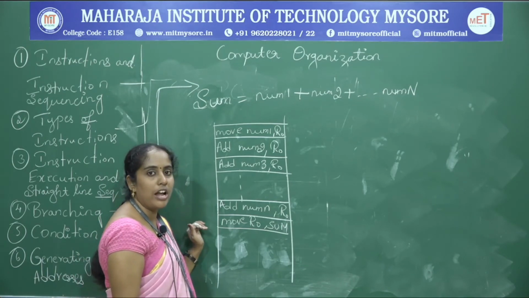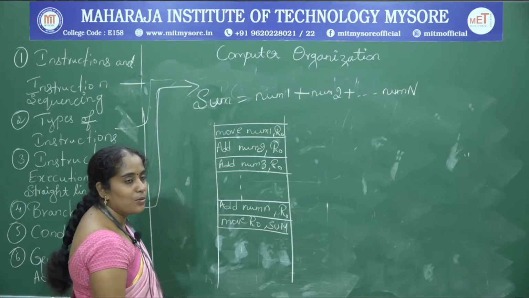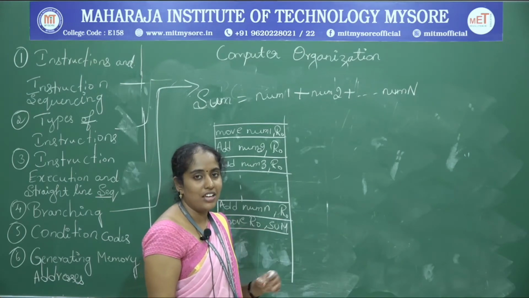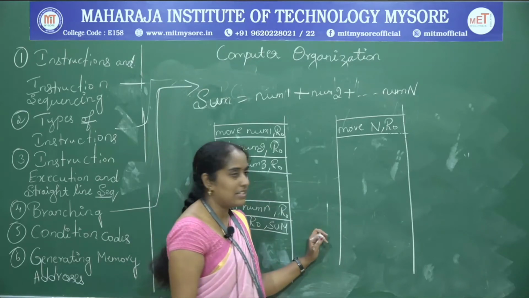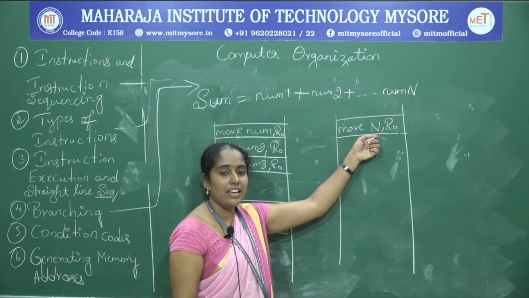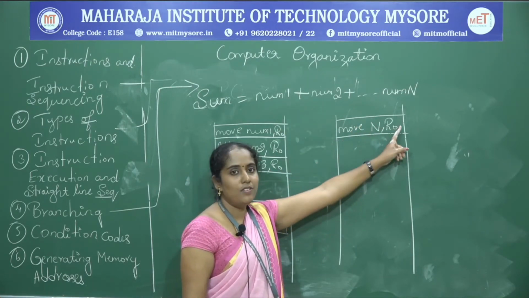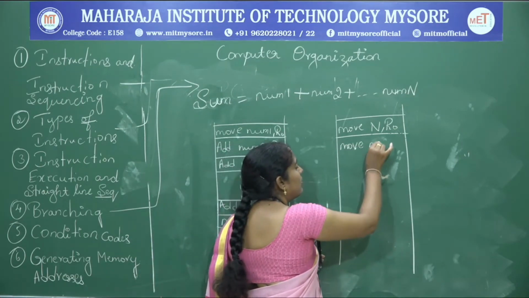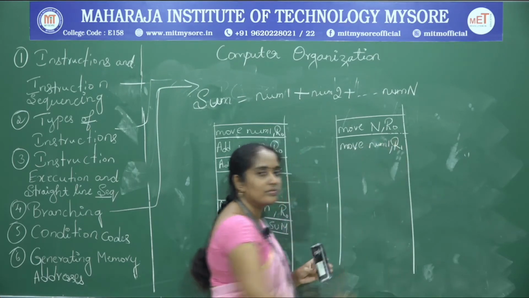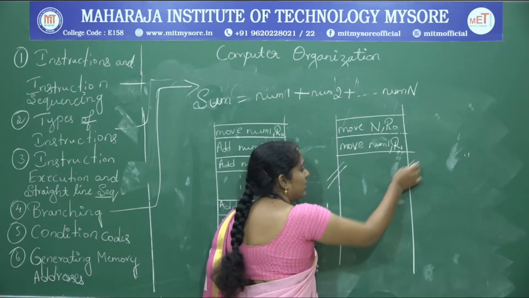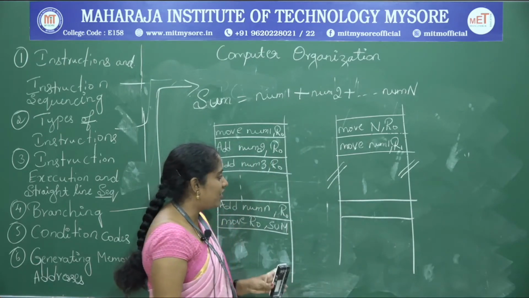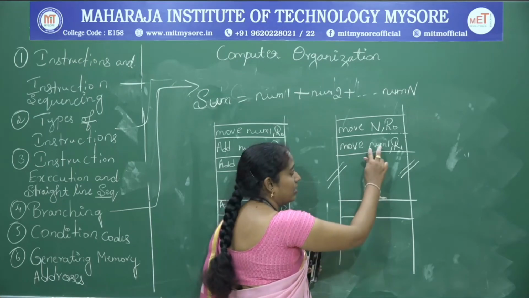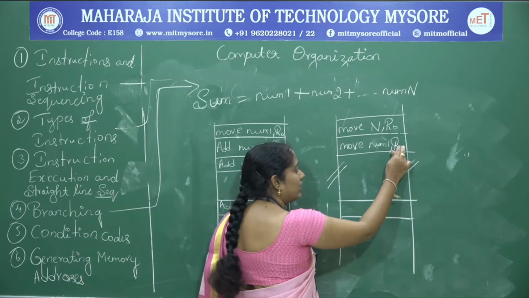To avoid this we use branching instructions. In the C programming language we use while and for loops; in a similar way, here also we use branching instructions. Take an example of the branching instruction: first move n, the number of numbers, into R0. Then the first value, num1, will be moved to num1 comma R1. After this we are using the branching or looping instructions, after the addition of num1 with num2.